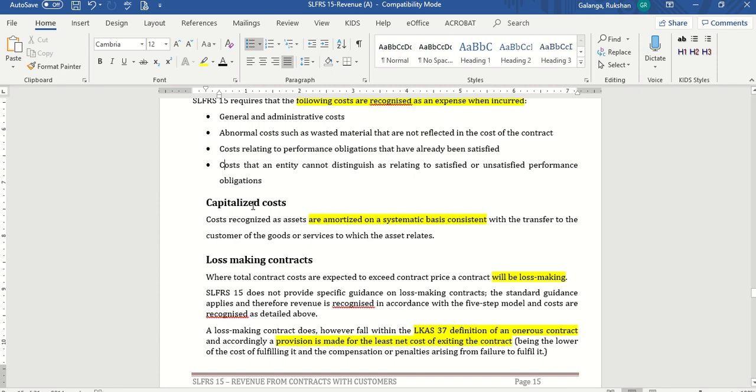Likewise, whatever the capitalized cost, you should recognize as an expense on a systematic basis with reference to the transfer to the customer of the goods or the service to which the asset relates.